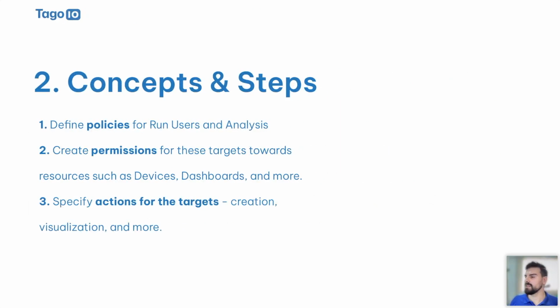So now let's see the steps, right? The first thing is to define the policies for run users and analysis. So what is the expectation for a certain access for a run user and analysis?